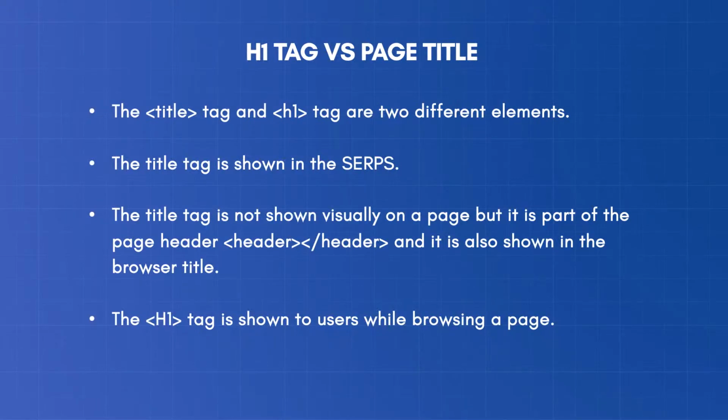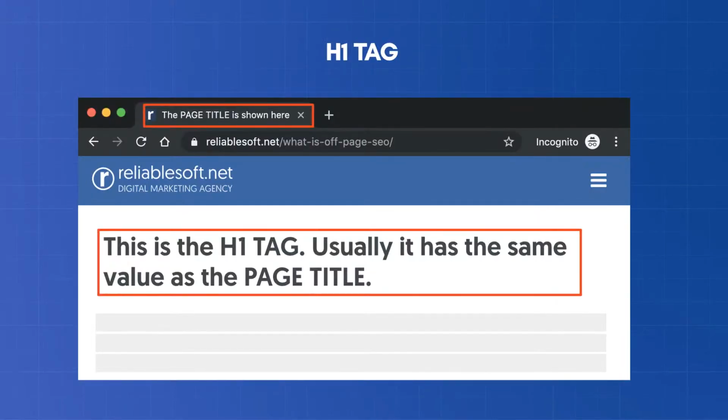The title tag is not shown visually on a page, but it is part of the page header, and it is also shown in the browser title. The H1 tag is shown to users while browsing a page. Look at the following image to understand the difference between the two.